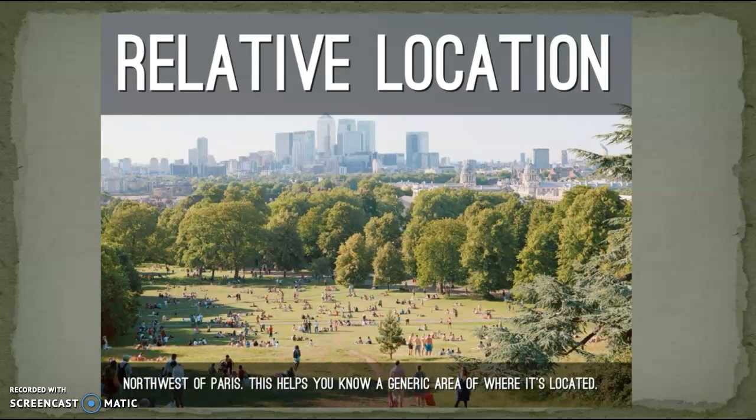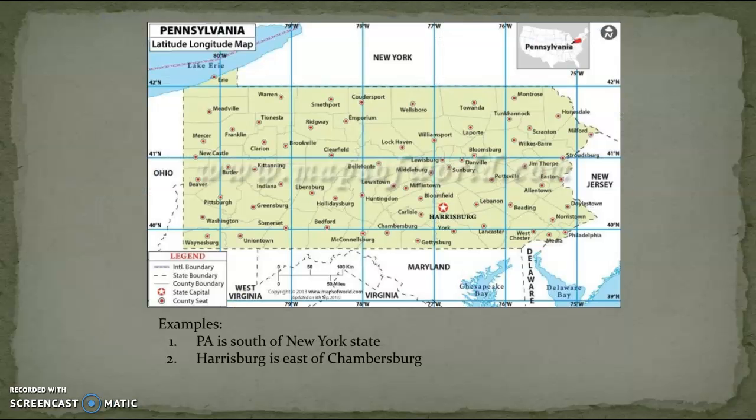Relative location. There are different ways to use or say relative location. If you look at the bottom, it's in white. It says northwest of Paris. You're giving the general idea. You're not giving the exact location. You're just saying it's northwest of the city of Paris. This helps you to know a generic area of where it is located.